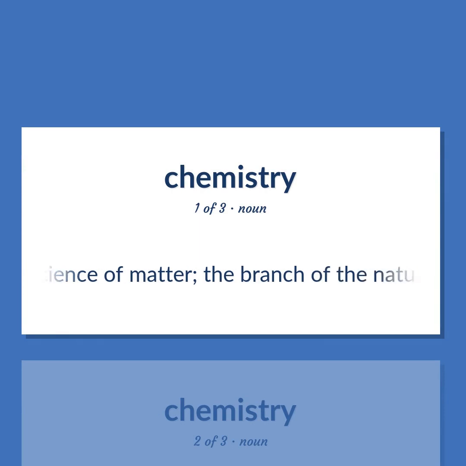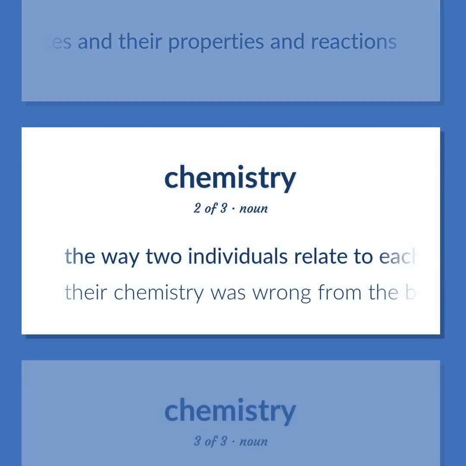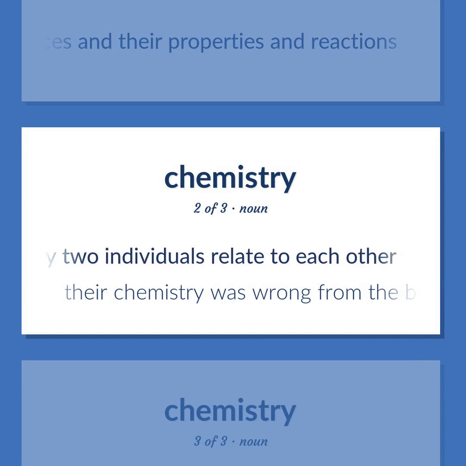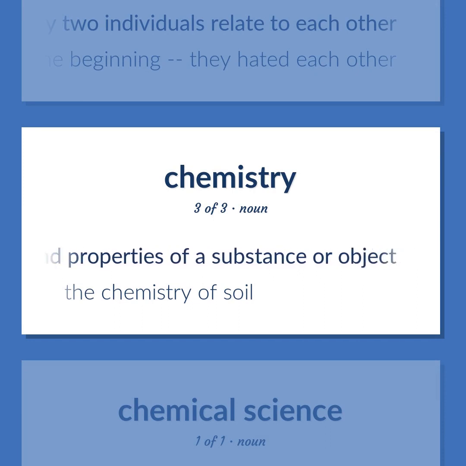The science of matter. The branch of the natural sciences dealing with the composition of substances and their properties and reactions. The way two individuals relate to each other. Their chemistry was wrong from the beginning. They hated each other. The chemical composition and properties of a substance or object. The chemistry of soil.